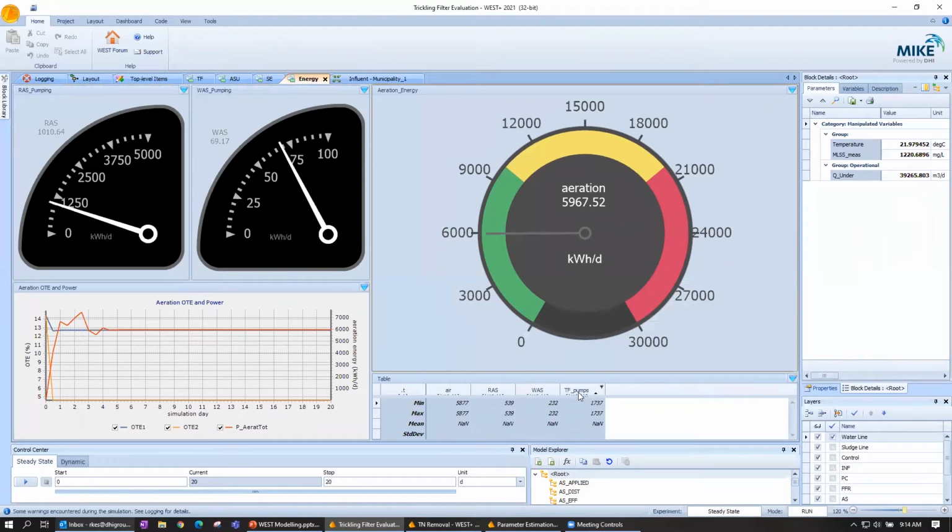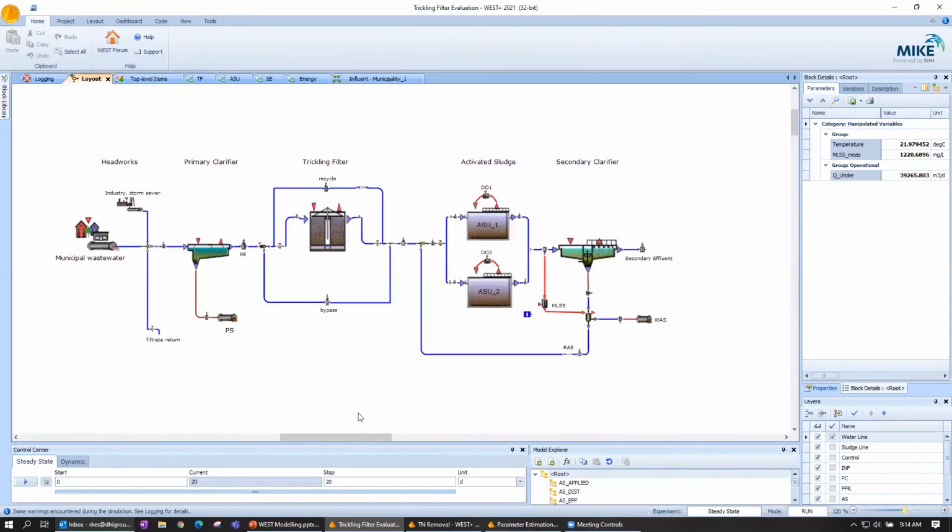And also I have the pumping for the trickling filters, because that's not a cheap expense that we want to ignore. So, okay, that was the first run.